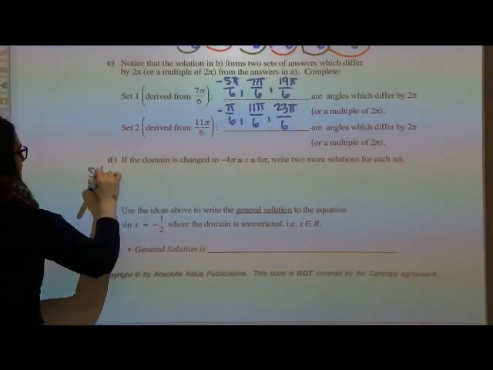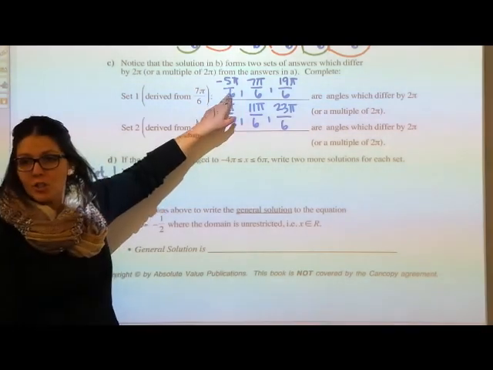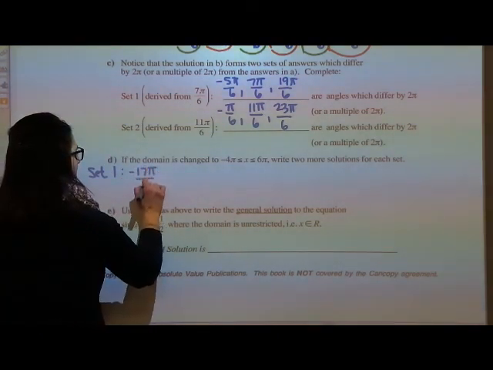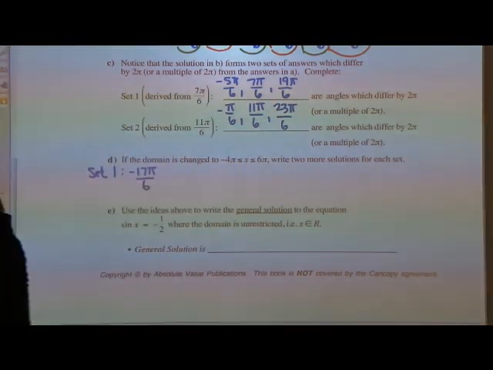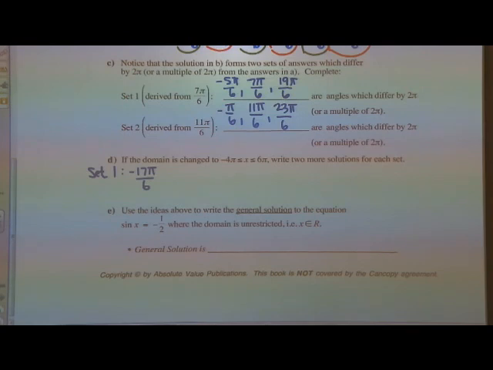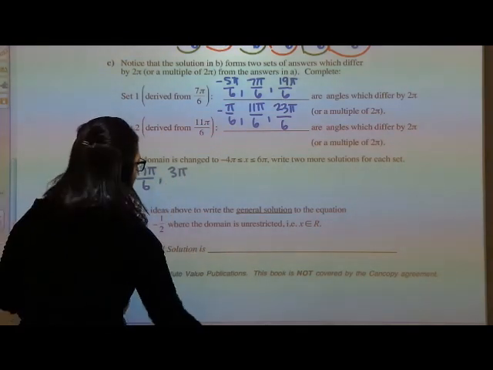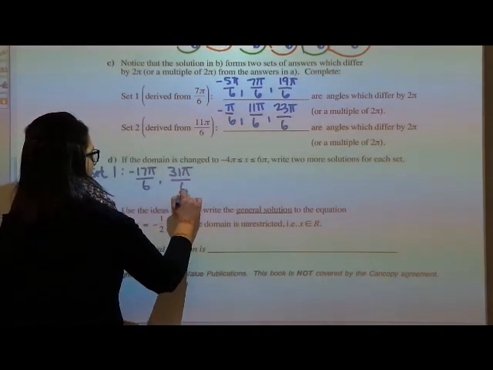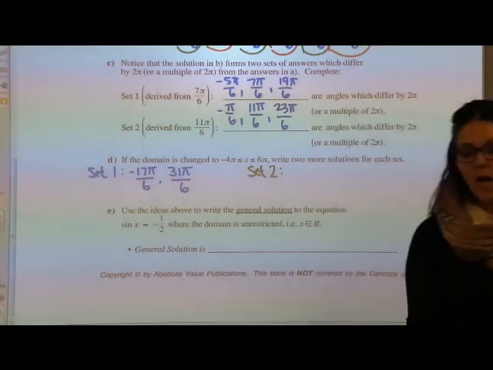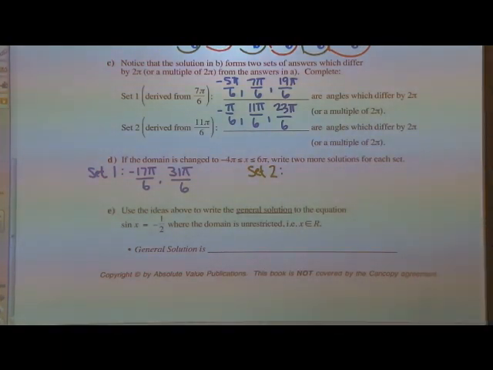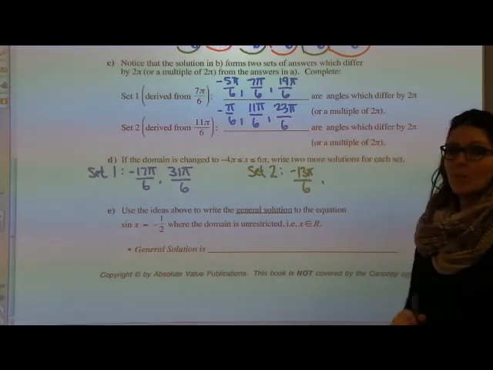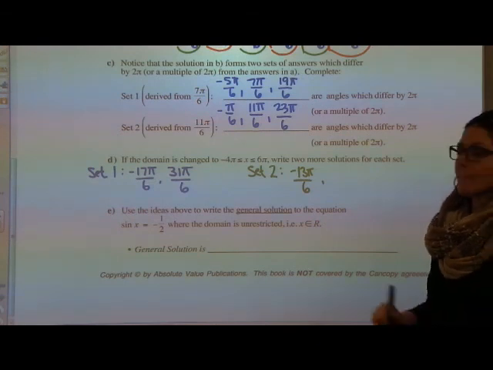So if I look at the first set, if I subtract a 2 pi from this negative 5 pi over 6, where would I end up? Negative 17 pi over 6. And if I add 2 pi to the 19 pi over 6, and then I can do the same thing with the second set. If I take negative pi over 6 and I subtract 2 pi, what would I get? Negative 13 pi over 6. And if I took 23 pi over 6 and added 2 pi, I would get 35 pi over 6.